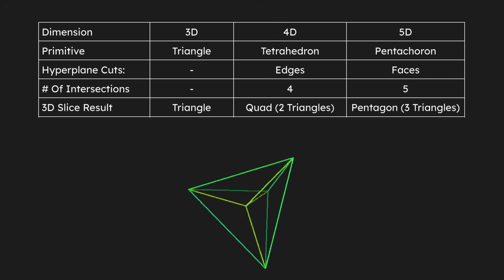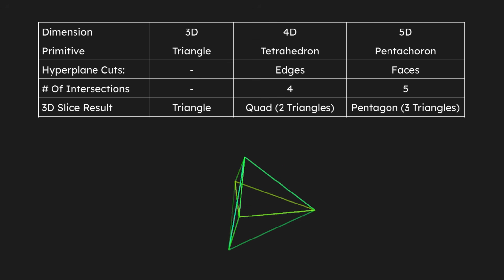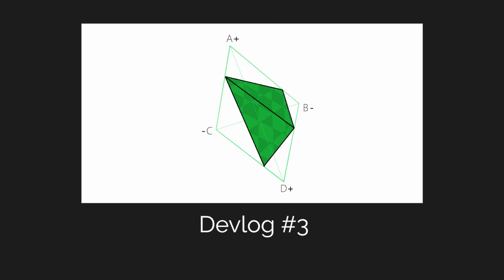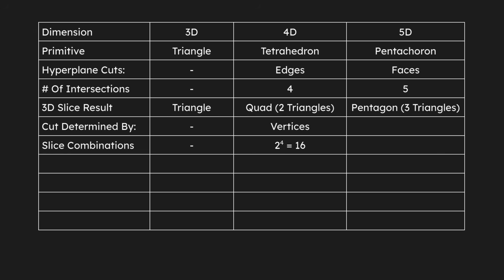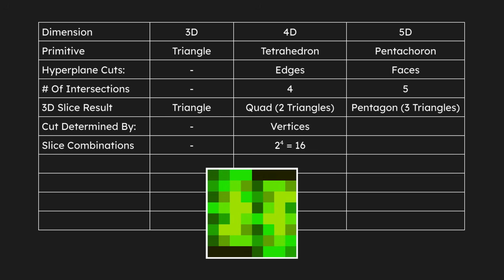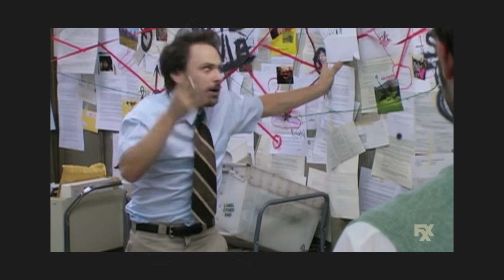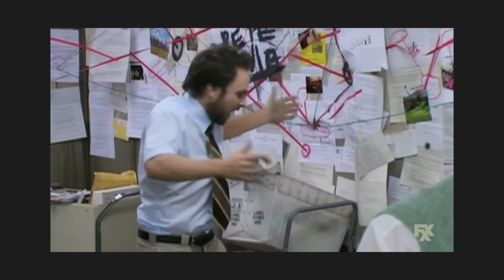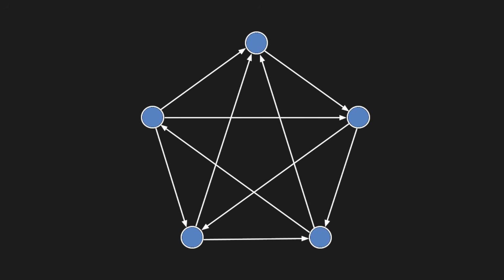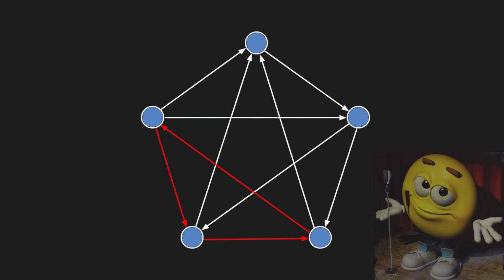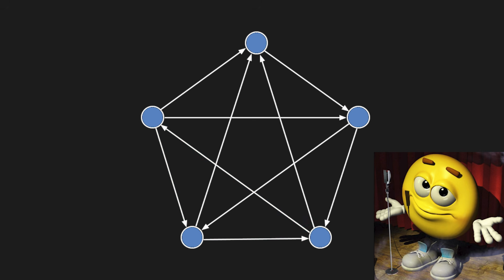Even weirder is how you determine which faces are intersected. In 4D, you just look at which side of the hyperplane each vertex is on to find out if the edge will be sliced. So there's 2 to the 4th or 16 possibilities to consider in the lookup table. But in 5D, it's harder to explain, but you have to compute a directed edge graph kind of thing, and if the triangle has a cycle, that means it has an intersection. I don't really understand it, but that's just how it works out.